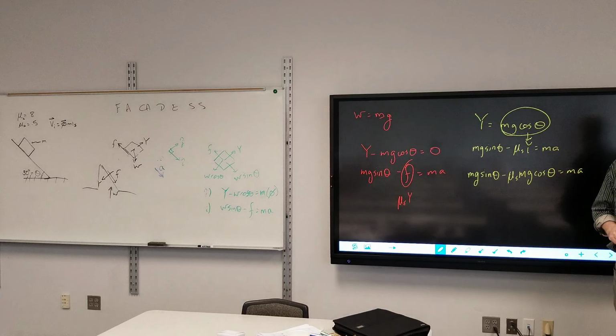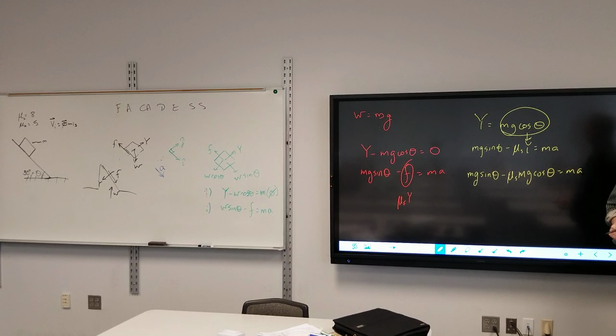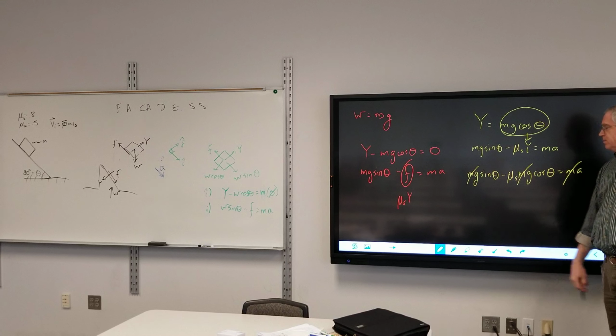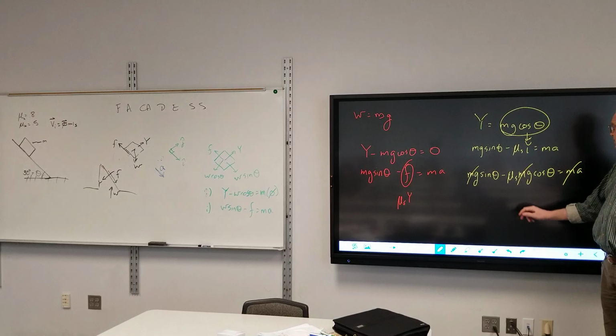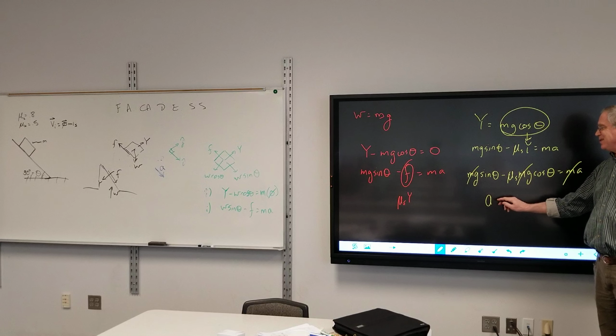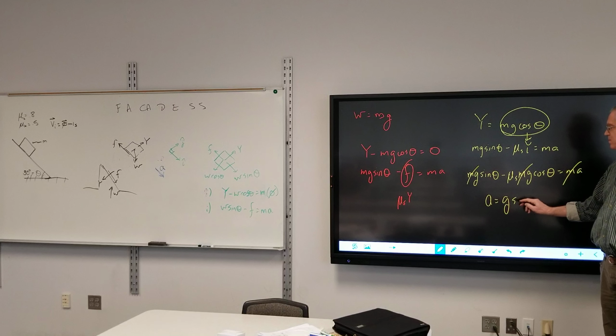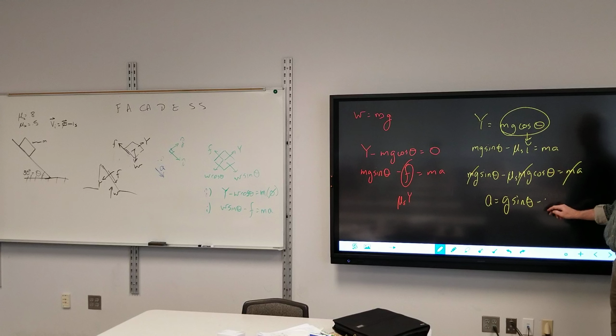And lo and behold, what factor do we have common to every term? The mass. And thus the mass is irrelevant because we can cancel it out. Technically, divide both sides by the mass. And so I'm left with the formula for acceleration: a equals g sine theta minus mu s g cosine theta.